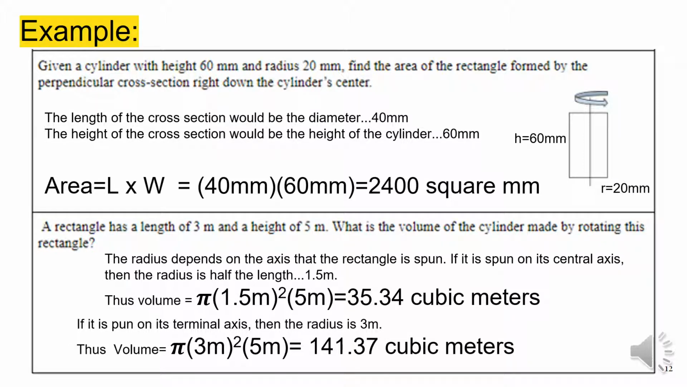If you were to spin it on its terminal axis, in other words, around one of the edges, that would change our volume.